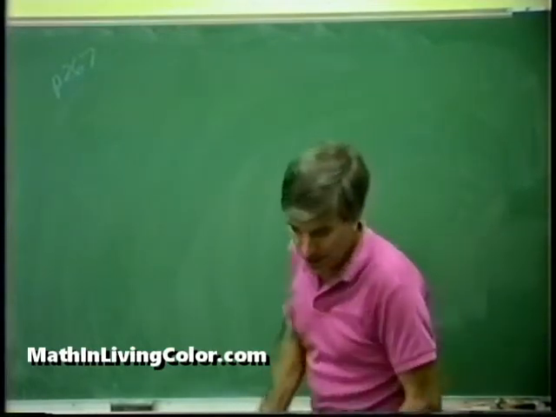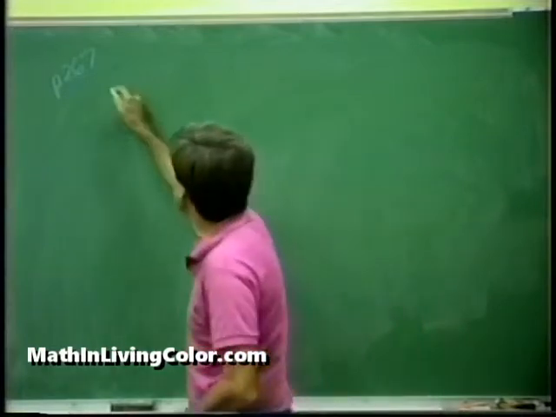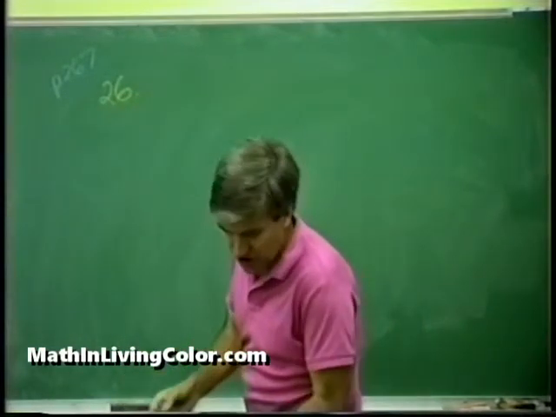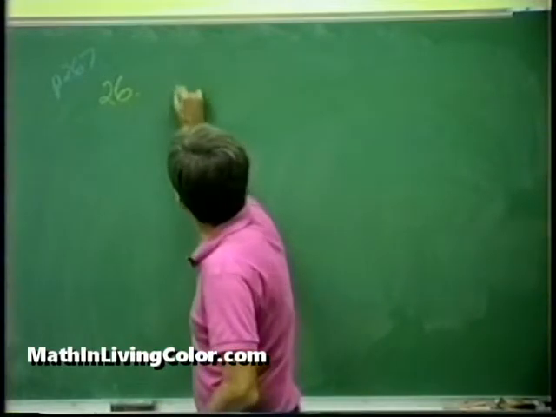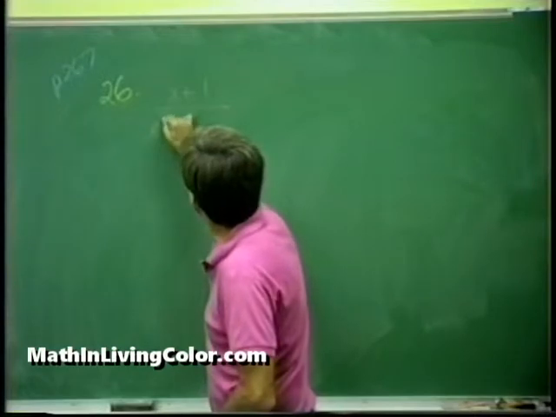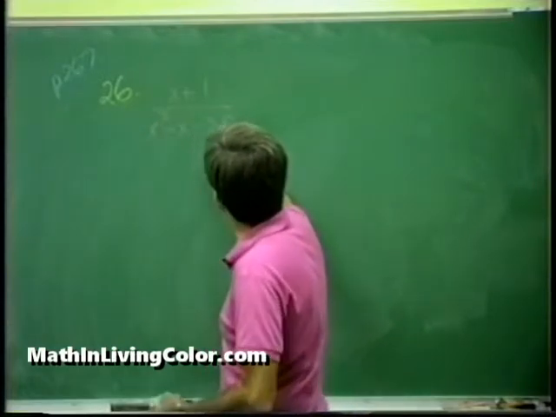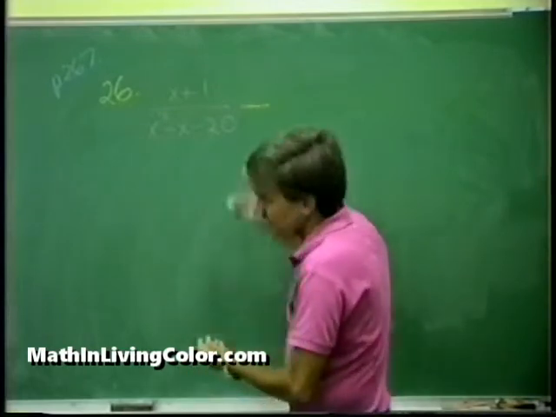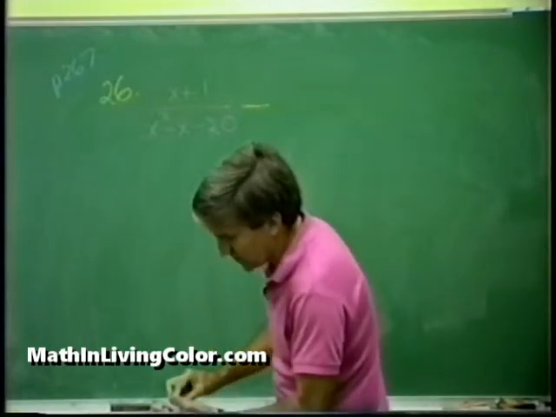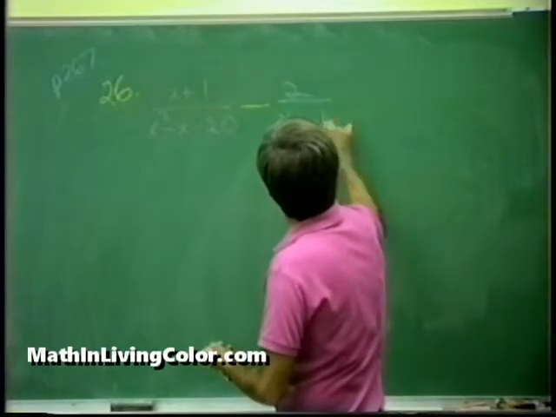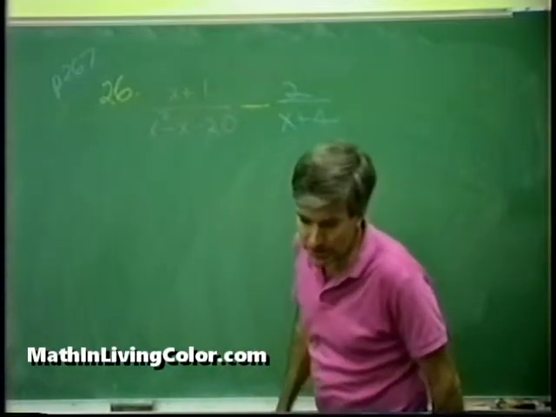Okay? Now, as another example, look at number 26. Number 26, the first fraction says x plus 1 divided by x squared minus x minus 20. And then it says minus, and the second fraction is 2 divided by x plus 4. Okay?